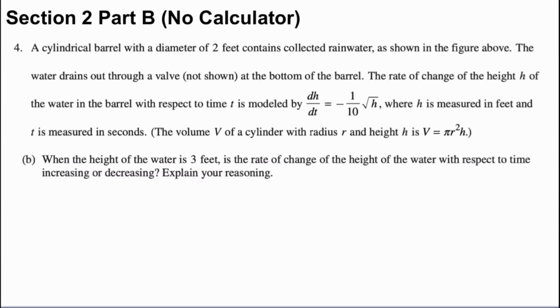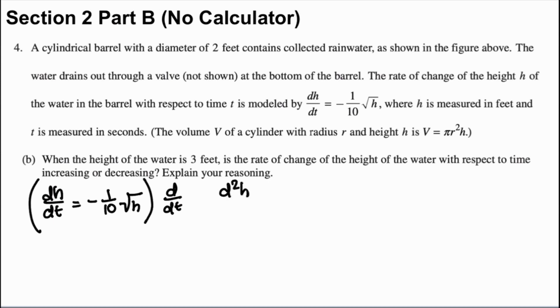4b. And the height of the water is 3 feet. Is the rate of change of the height of the water with respect to time increasing or decreasing? And explain your reasoning. So when finding when a function is increasing or decreasing, we're going to take a derivative. So we're going to look at the dh dt portion. We're given that dh dt, it's in the stem of the question, is negative 1/10 root h, and we're going to take another derivative of this whole thing.